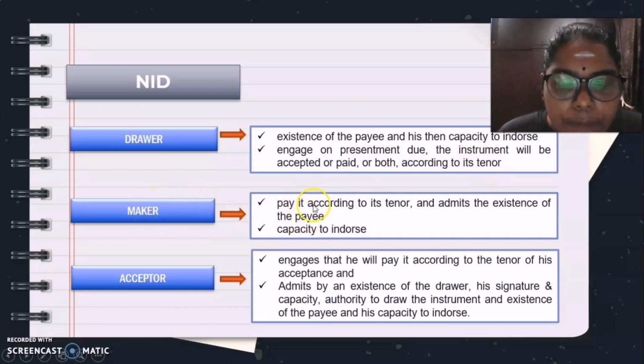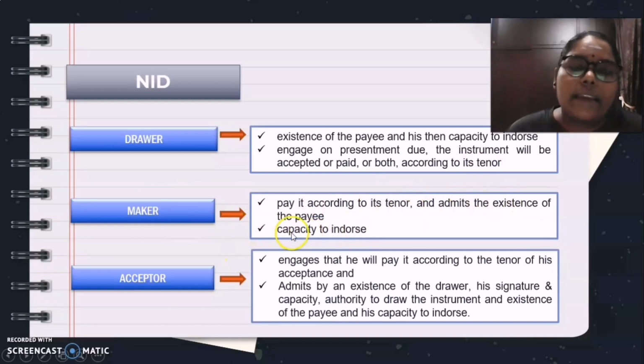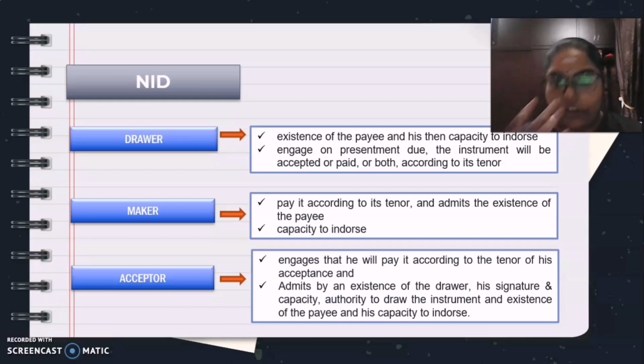The maker should pay it according to its tenor and admits the existence of the payee and capacity to endorse. For the acceptor, he engages that it should be paid according to the tenor of his acceptance, and admits the existence of the drawer, his signature and capacity and authority to draw the instrument, as well as the existence of the payee and his capacity to endorse.